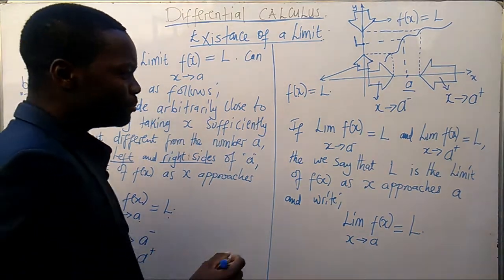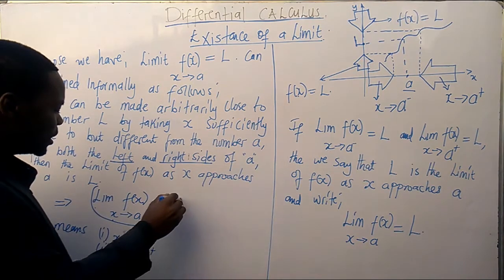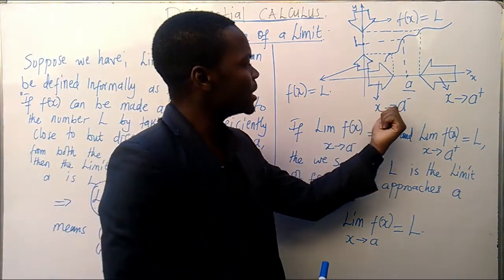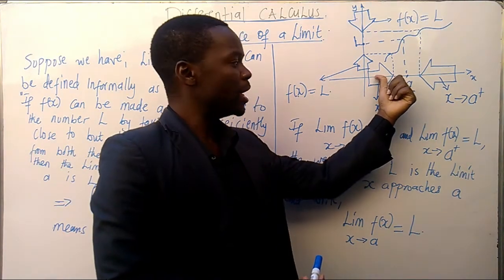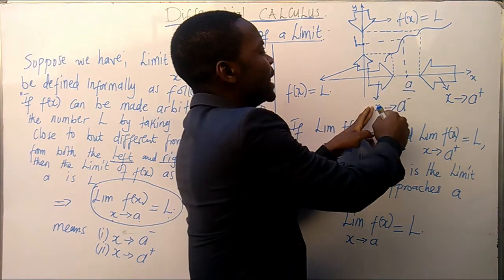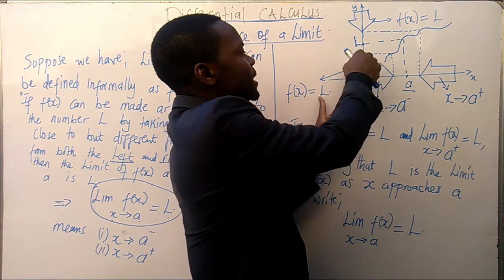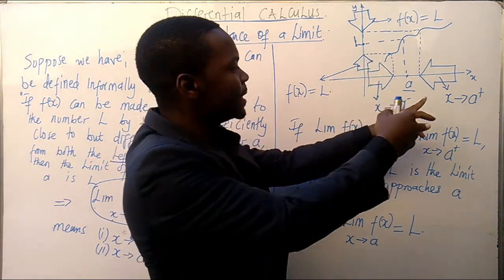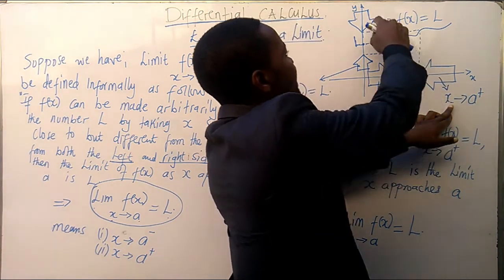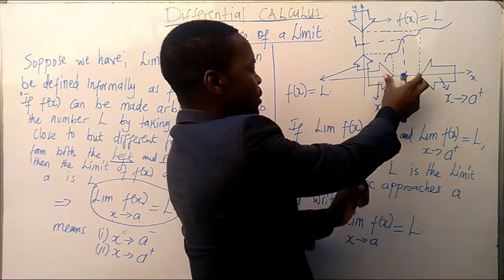This simply means that if I have this expression here, you must check the limit as x approaches a from the negative side. As x approaches a from the negative side, f of x will approach what? L. As well as when x approaches a from the positive side, f of x will approach L. This is the relationship we have here.